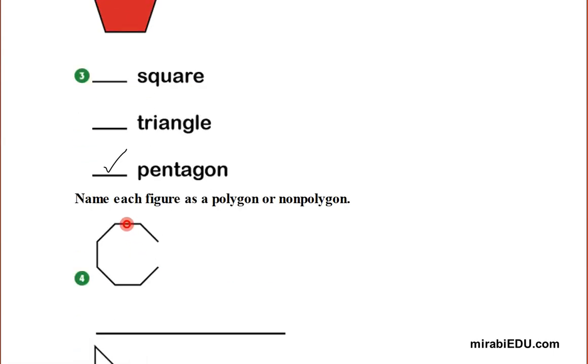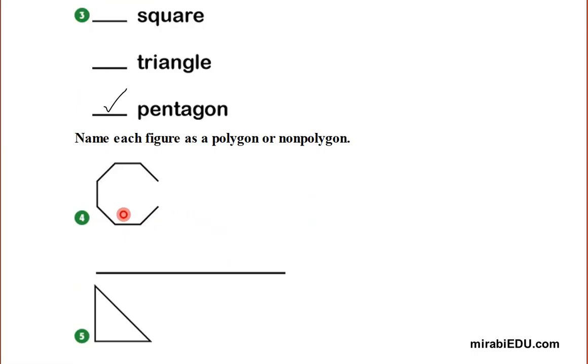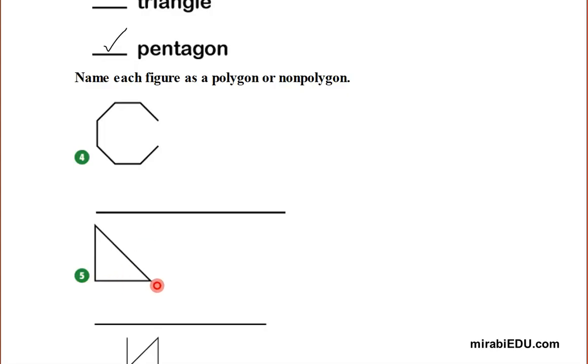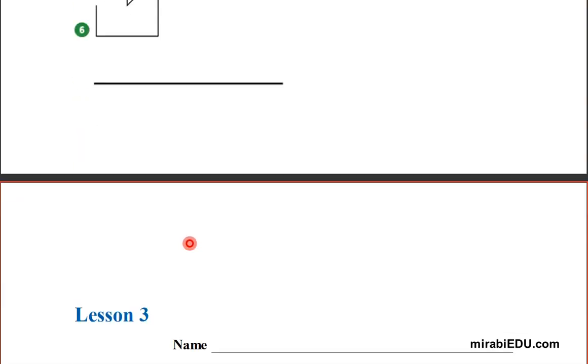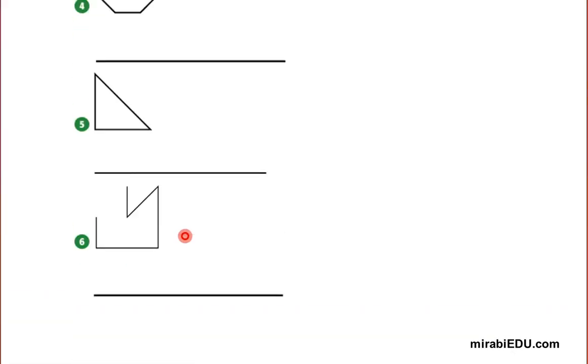And then in this question, name each figure as a polygon or non-polygon. So this shape, number 4, is a non-polygon because it is not closed. Number 5 is closed, and made up of line segments. So number 5 is a polygon. Of course, it's a triangle. Number 6 is a non-polygon. Okay, until here it is enough. Thank you for your attention.